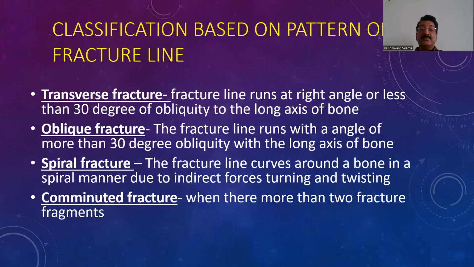What is a spiral fracture? Due to turning and twisting force, the fracture line curves around a bone in a spiral manner. And lastly, there is comminuted fracture, when there are more than two fracture fragments. When there are more than two fracture fragments, you call it a comminuted fracture.